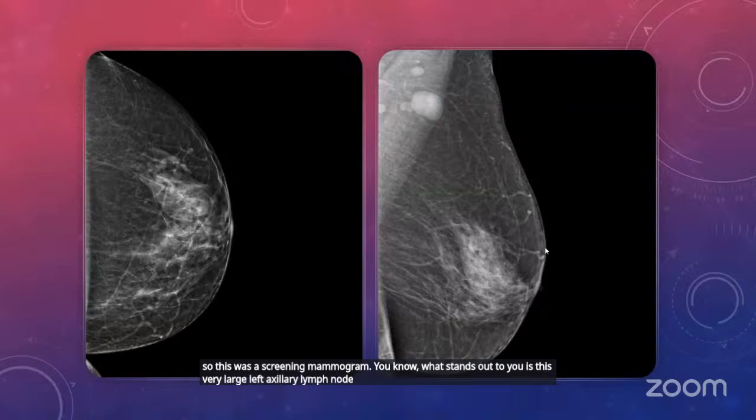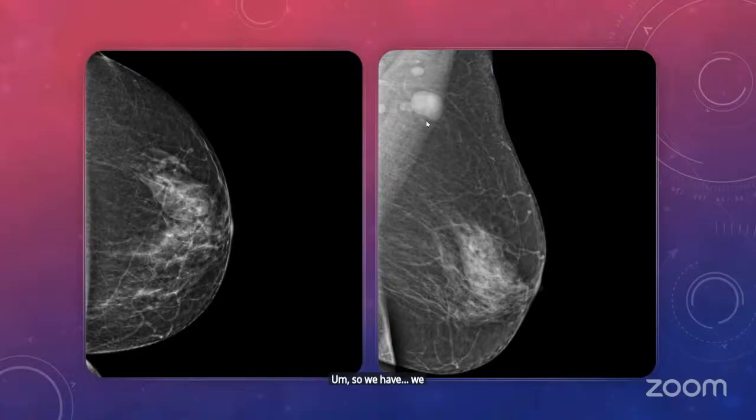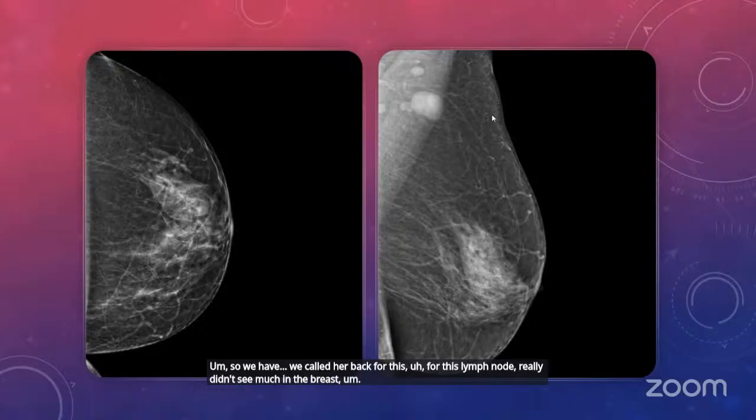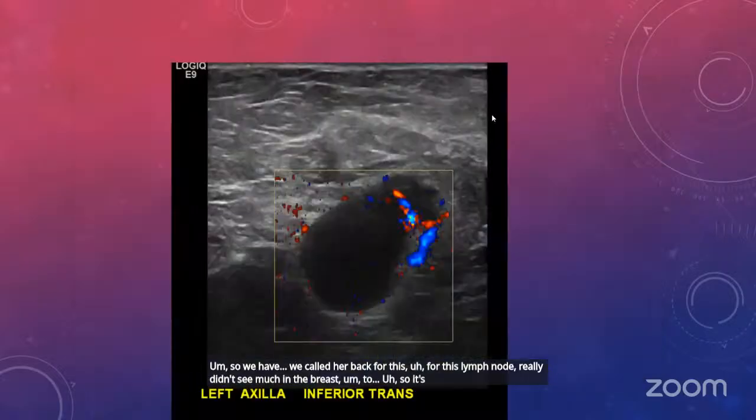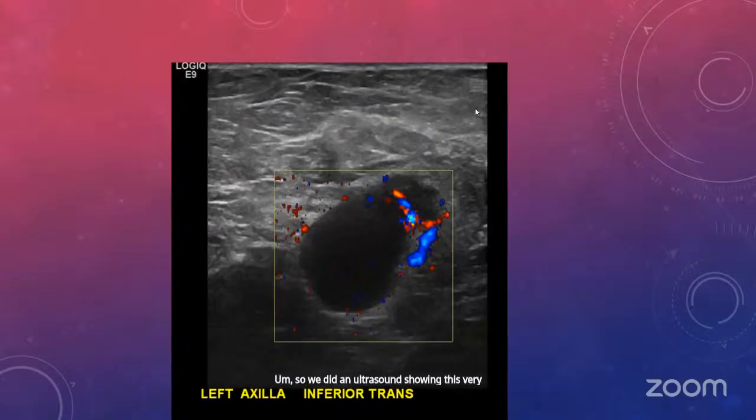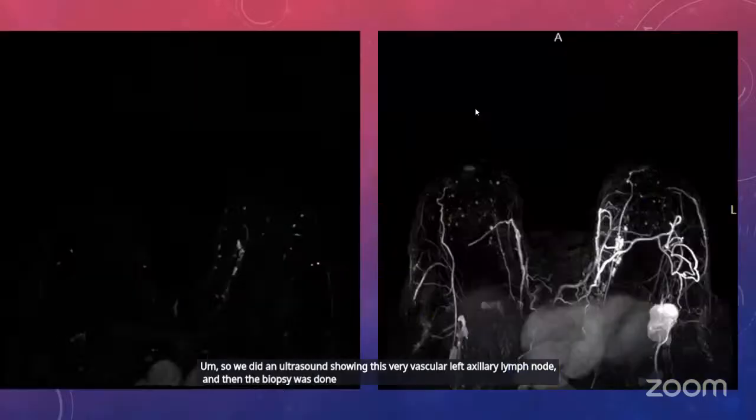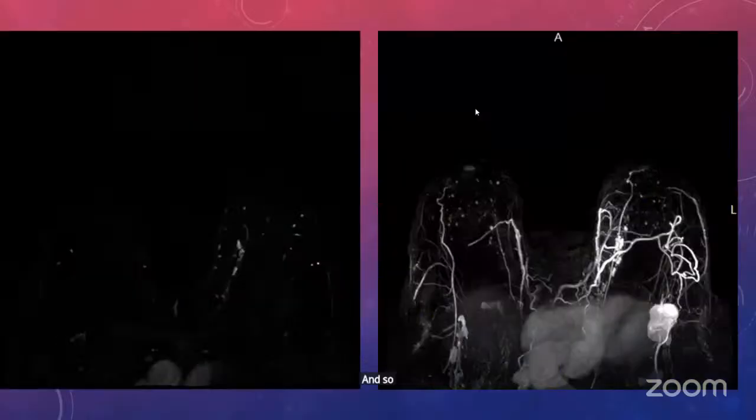This is our CC and MLO view of the left breast. So we called her back for this lymph node. We really didn't see much in the breast to call back. We did an ultrasound showing this very vascular left axillary lymph node, and then the biopsy was done, and the biopsy came back with invasive ductal carcinoma.